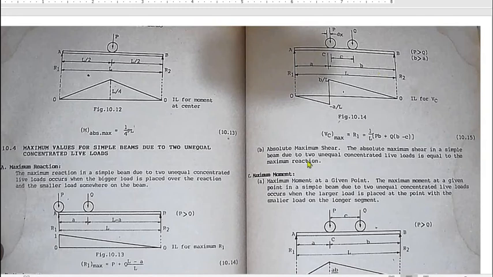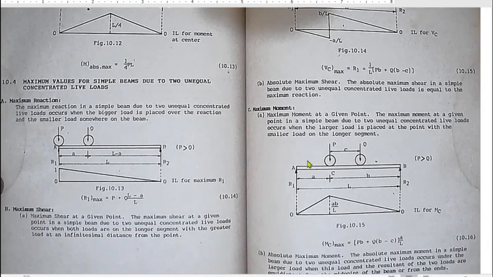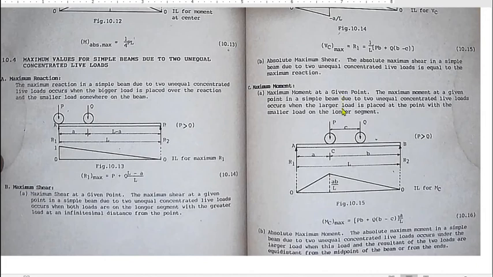Okay? And then the maximum moment at a given point in a simple beam due to unequal concentrated live loads occurs when the larger load is placed at the point with the smaller load on the longer segment.